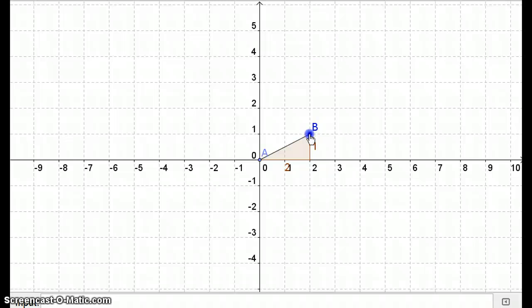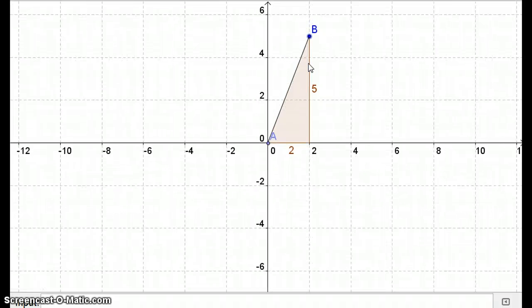What about if I move it horizontal? 0. So it goes 0, 0.5, 1, 1.5, 3 over 2, 2. What do you think the next one's going to be? Shall we check? 5 divided by 2 is 2.5. So you can see as my line gets steeper, what happens to the slope? The number gets higher and higher.